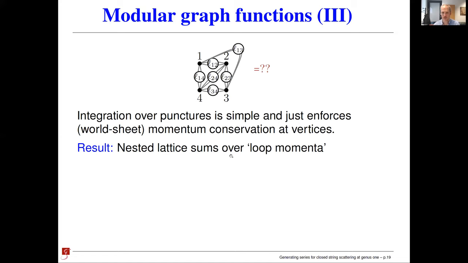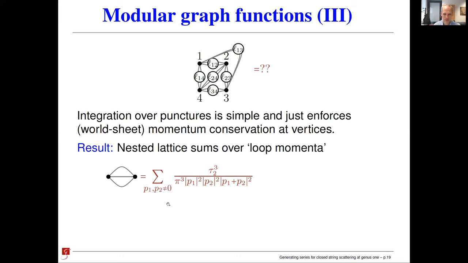So in general, this diagram that you draw, like here, can have many loops, and you have to sum over all these loop momenta, and they will be intertwined in a not so easy way. So this nested sum is hard to make sense of. So it's not clear in this form what is the most general kind of function that you get here. And this is what I would call a general modular graph function.